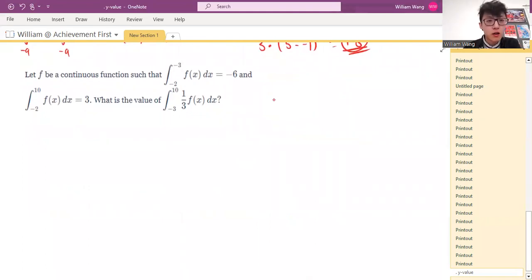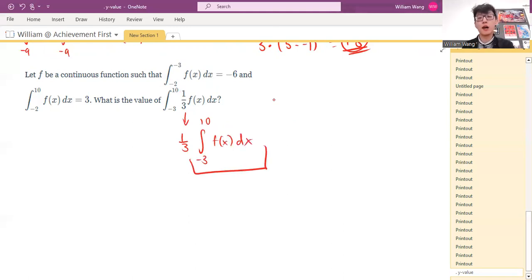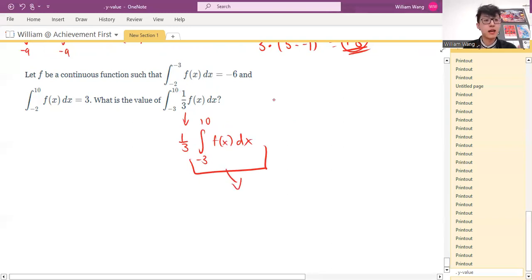Last section here. Okay, my integral from -3 to 10 of 1/3 f of x, I have this to work with. Well, first I'm going to look at this 1/3 and not panic. Remember, we learned that I can just take the constant out. So integral from -3 to 10 of f of x dx. Whatever my answer is, I'm just going to multiply it by 1/3. So I'm going to focus just on my integral first, from -3 to 10.